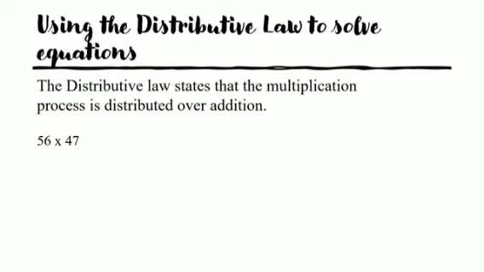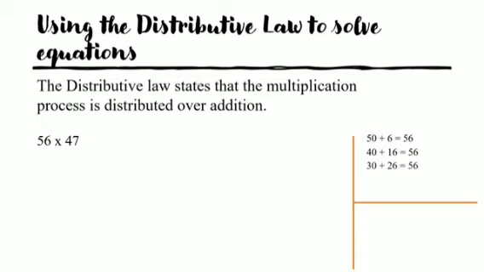56 can be written as the sum of two sets of counting numbers. For example, 50 plus 6, 40 plus 16, 30 plus 26, or even 48 plus 8. If we were to use 50 plus 6, then 56 times 47 would be equal to the sum of 50 plus 6 multiplied by 47. Note carefully that the 50 plus 6 must be placed in brackets.